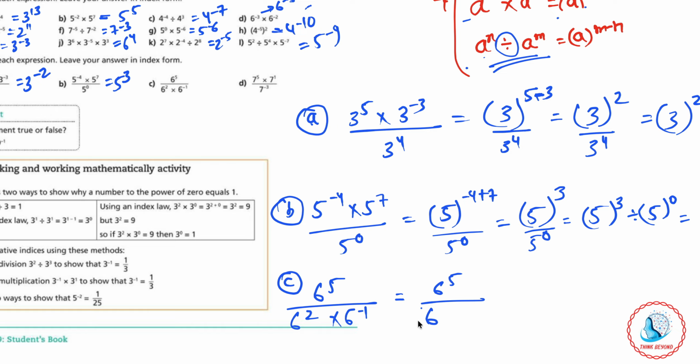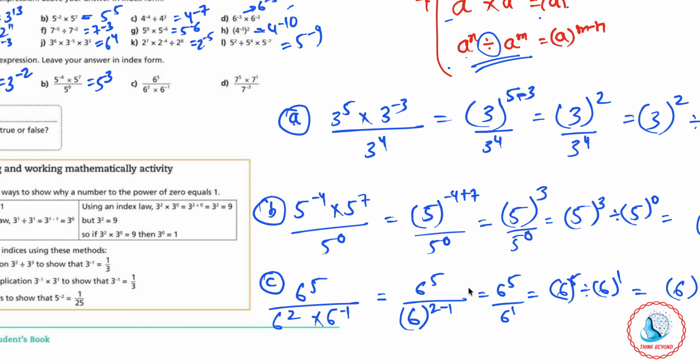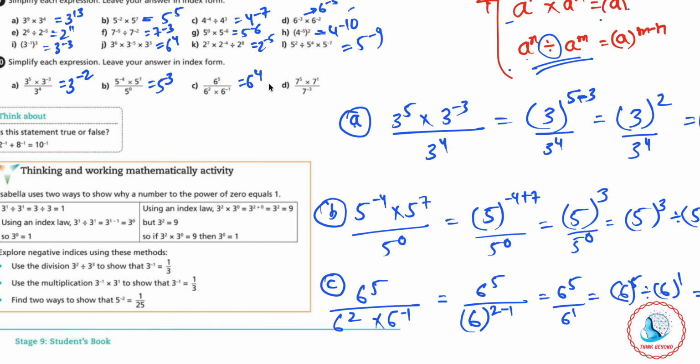So 6 raised to power 2 plus minus is minus 1. So 6 raised to power 5 here, 6 raised to power 1, right? So here you can write like this, divided by 6 raised to power 1, which is going to give you 6 raised to power 5 minus 1, which is 6 raised to power 4. Now question number D.